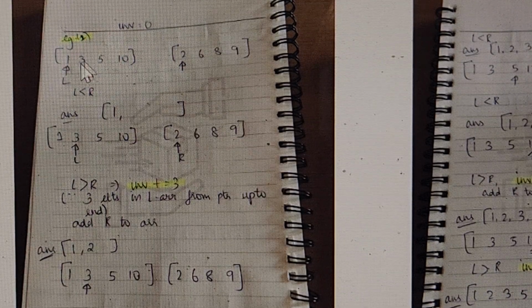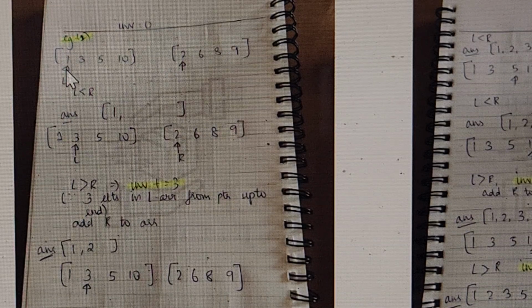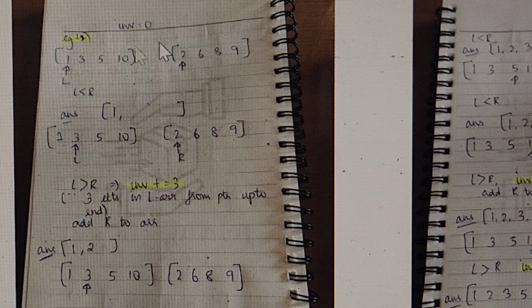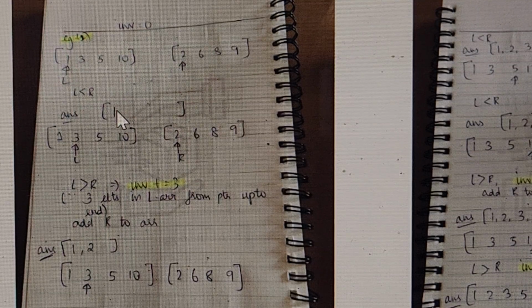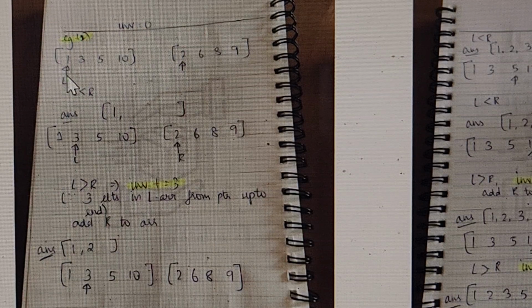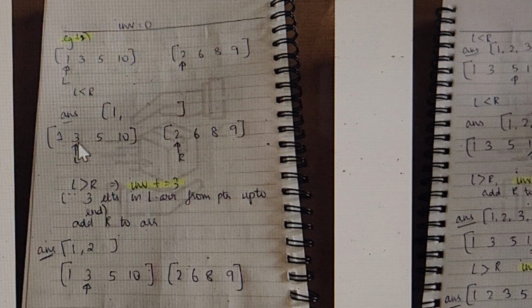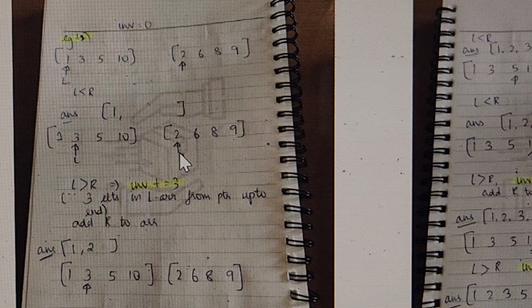So starting as usual, you have 2 pointers. Left one points to this 1, the right pointer points to this 2. You compare the left and right elements. Left element is the smaller, so you will simply put that in your sorted array. You move this left pointer one step forward, no other manipulation required. Now this is what your array looks like: 1, 3, 5, 10, left is pointing to 3, 2, 6, 8, 9, right is pointing still to 2.